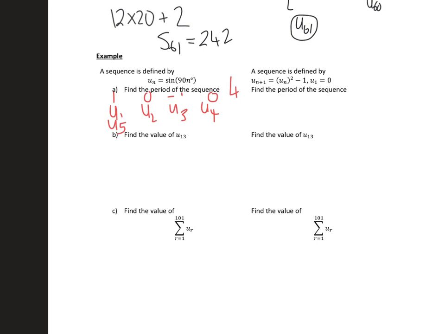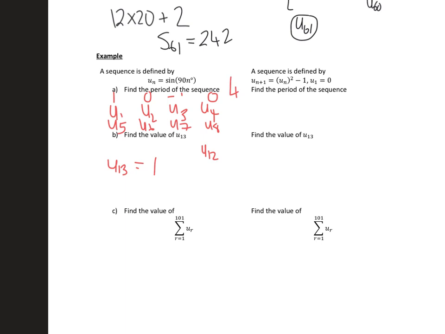If I want to find the value of U13, we'll think, where would U13 land? Well, the last column is going to be the multiples of 4, so we're going to have U12 in there. So U13 will go in the first column, so that will be a 1. Or I could just sub in 13 into the formula and check what you get.